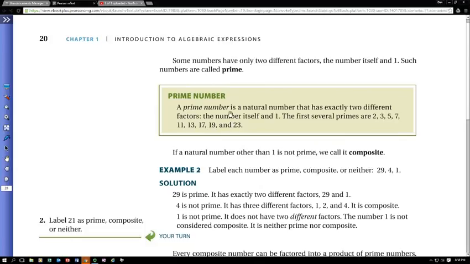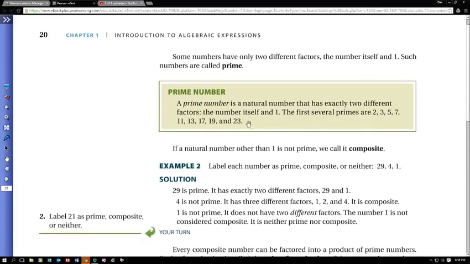Here they tell us a prime number is a natural number, that counting number, that has exactly 2 different factors. Now they say different in here, and they say that it's the number in itself and 1. Here are some examples of them.